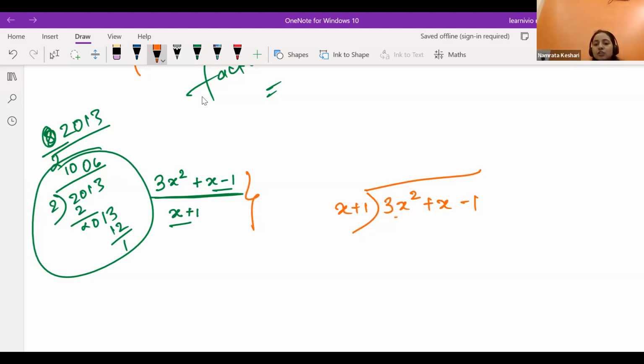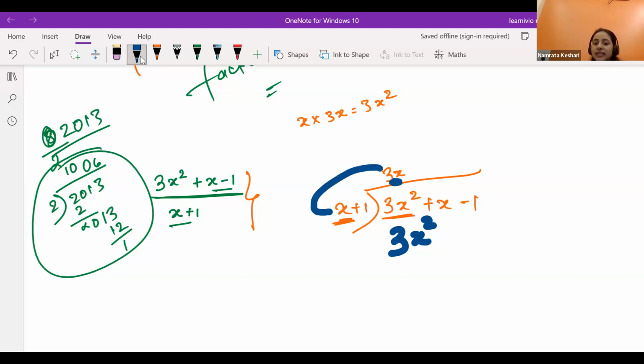So first we will focus on this 3x square and this x, and we will ask the question, what should we multiply with this x so that we will end up having 3x square. Okay, so the answer is, if we multiply 3x with x, the result will be 3x square, right? Yes, ma'am. So that's why I have written 3x in the quotient part, and here we are getting 3x square. But this 3x which we have written in the quotient part will get multiplied with the first term and the second term also.